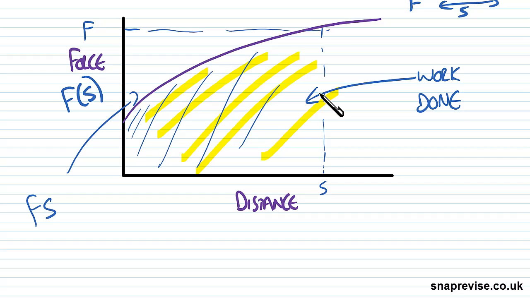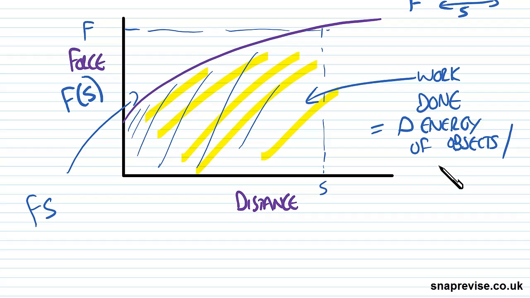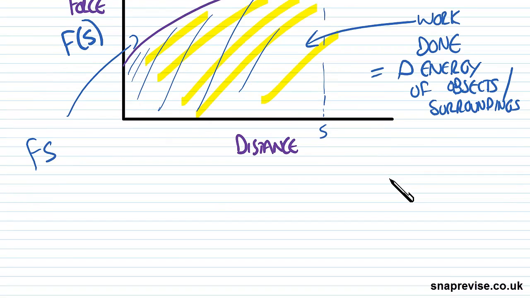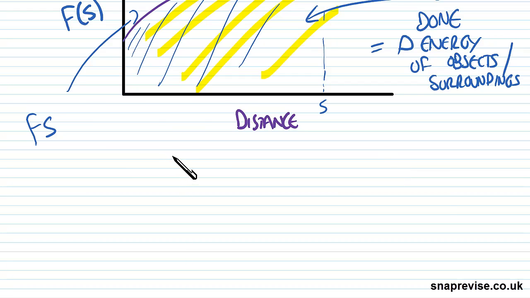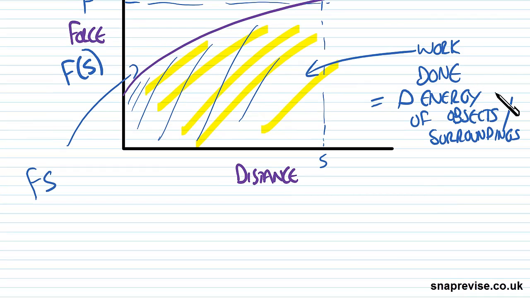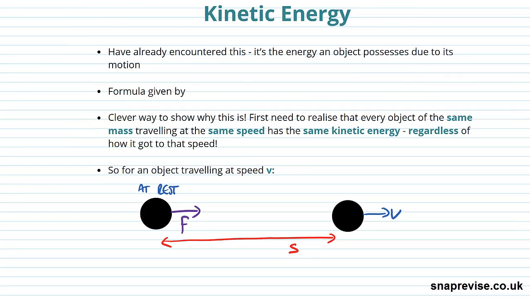And that would be the work done, or the change in energy of the object, or the surroundings, etc. Maybe you've done work against friction. Maybe you've done work against gravity. All of those things require work to overcome. Maybe you've given it kinetic energy. And that's what your work done is, the change in energy, because as we said before, energy before must be the energy after. So the change in energy is the work done. That's really important. We're going to see that now by looking at kinetic energy.